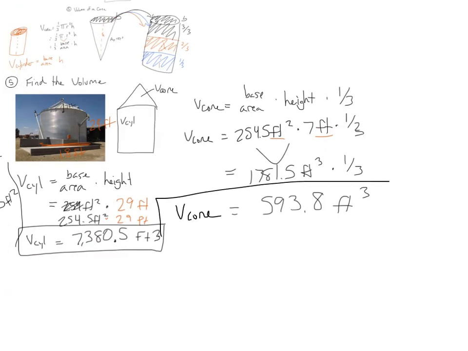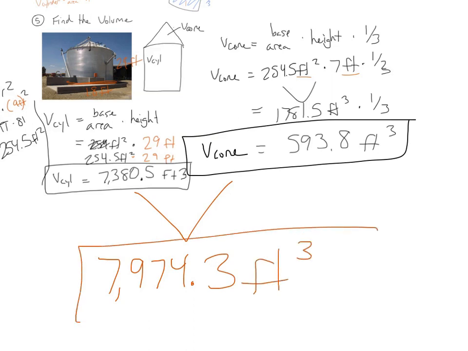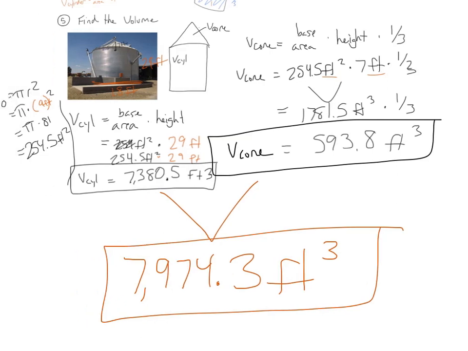So we know the volume of the cone, and we know the volume of the cylinder. All we have to do is add those two things up to find the total volume of this grain silo. So when we add the volume of the cylinder to the volume of the cone, we get 7,974.3. And again, we're talking about volume, so it's feet cubed. And that is the entire volume of that grain silo.